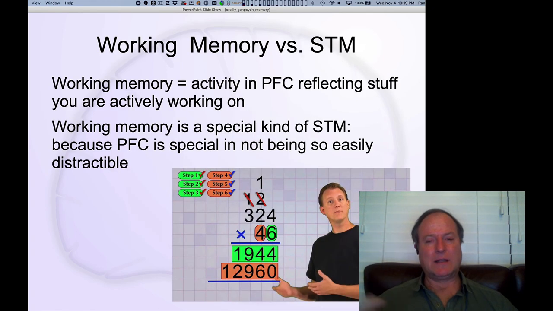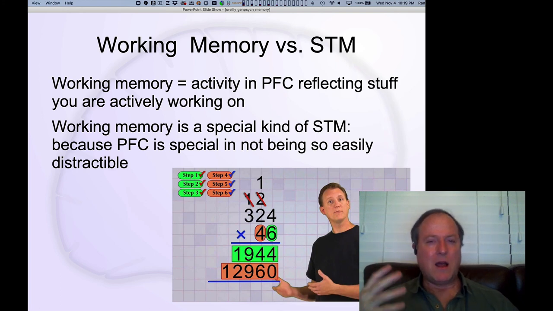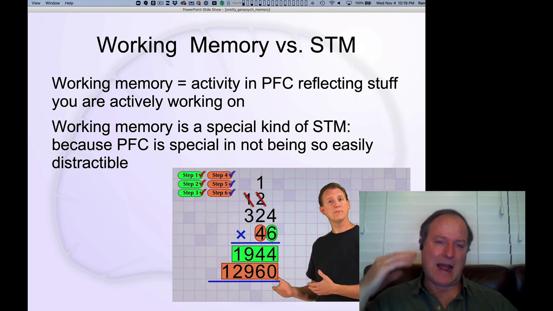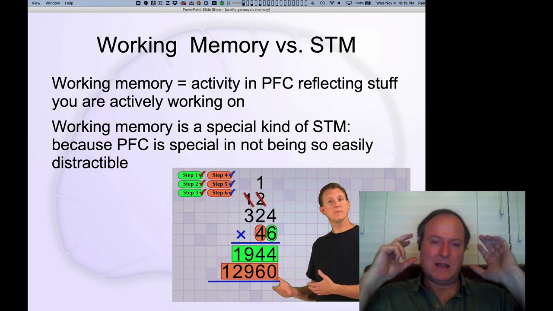Okay, and lastly, let's talk about this difference we talked about at the start in terms of working memory versus short-term memory. And so working memory is a specific subtype, if you will, of short-term memory that's associated with activity in the prefrontal cortex. And it reflects the active contents of what you're working on as a task level thing. And we've talked many times about how the prefrontal cortex is really important for keeping you on task, keeping you focused.